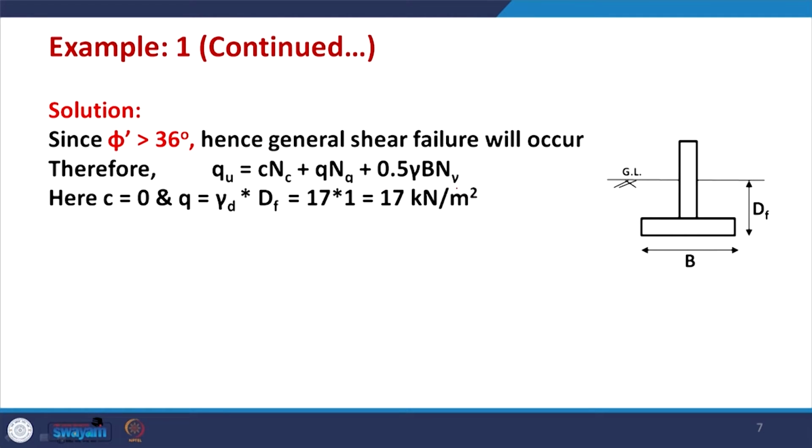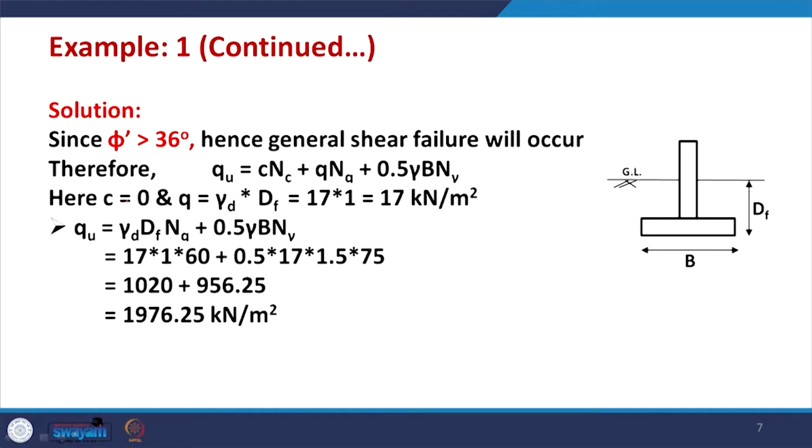Here, being granular soil, C equal to 0, while for the value of Q, we need to remember that Q in this case is nothing but the surcharge. So, the surcharge will be, because there is no water, gamma d into df, where the gamma d value was 17 and the depth of footing df was given as 1 meter and B is given as 1.5 meter.